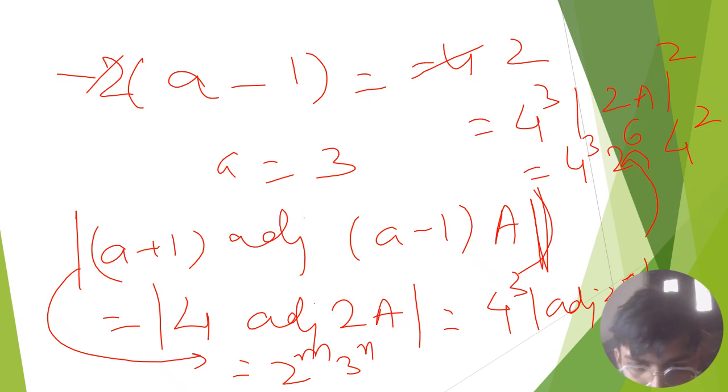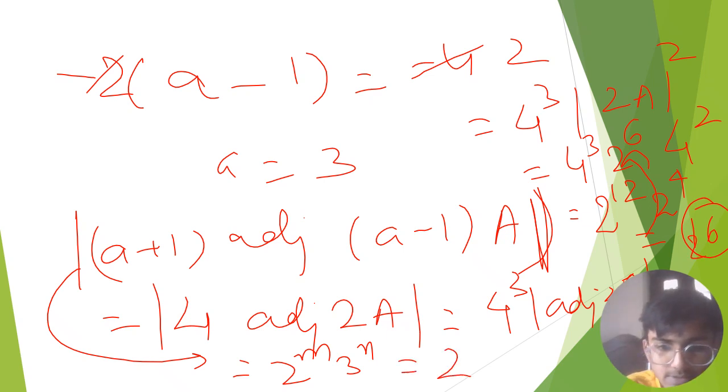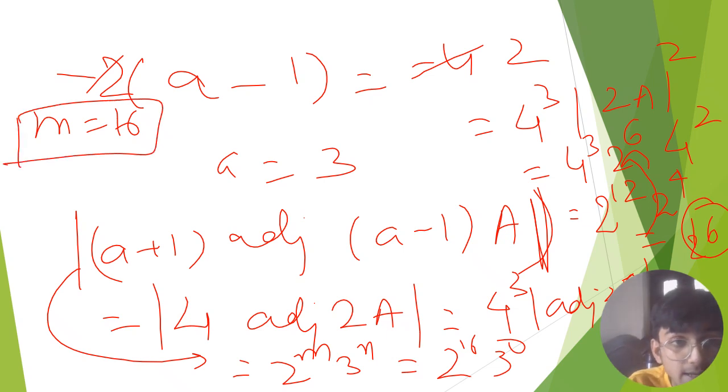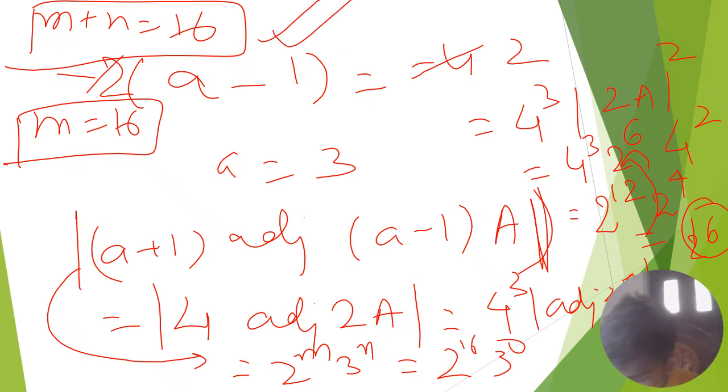4 cube, adjoint of 2a square, and 2 3 6, 2 power 6, 2 power 12, 2 power 4. Just adding them, 16, 2 power 16. As it is coming 2 power 16, 3 power 0, just compare m. m is coming as 16. Just you solve by yourself. I have less slides here, I will have to add, so I'm making it complete here only. So m plus n is 16, and this is our correct answer. So done, and the next question we are going to discuss.